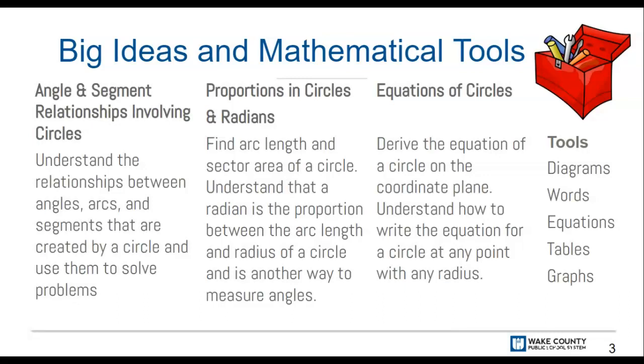The big ideas for this unit include circles and their many special relationships and properties. You will investigate similarity and proportions in triangles as you discover the radian. You will derive the equation for a circle on the coordinate plane using the Pythagorean theorem. You will also investigate the relationships between arcs and angles with respect to a circle, as well as segment lengths in relationship to a circle.